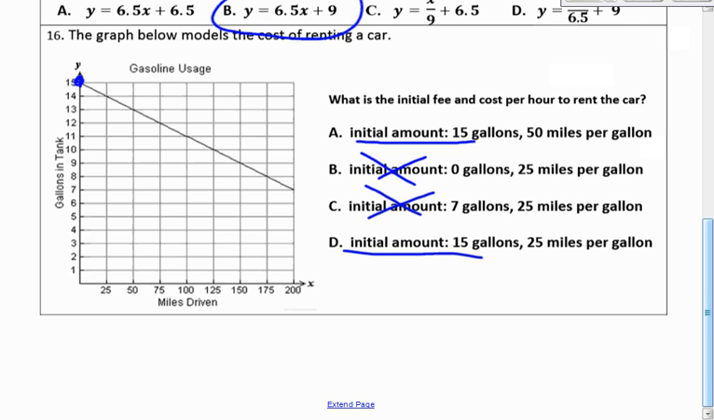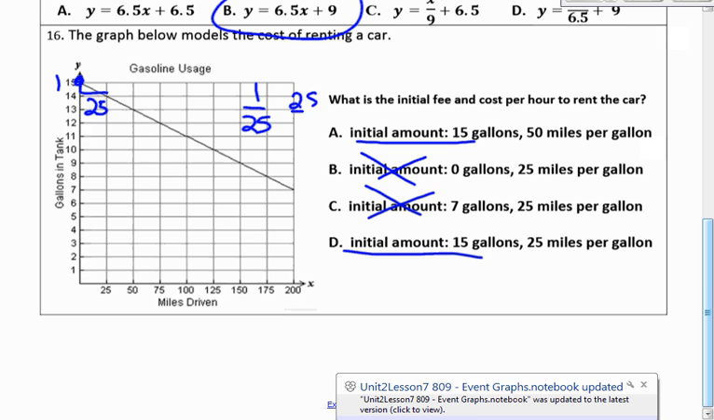If you're using rise over run on this graph, you're going to get 1, and then the run is going to be 25. So your rise over run would be 1 over 25, when really it should be 25 over 1. The answer choices are incorrect. So D would be the best answer for number 16. We'll go over that one in class tomorrow.